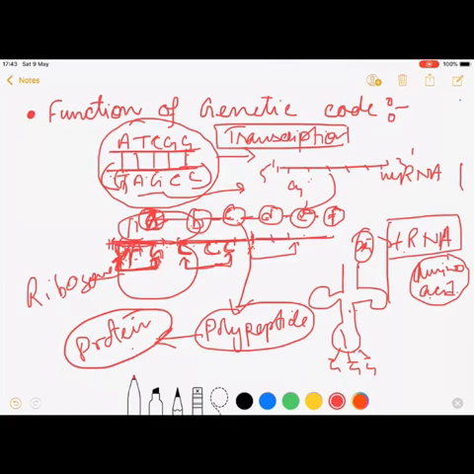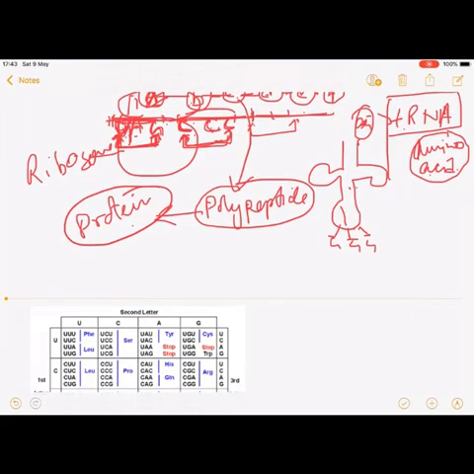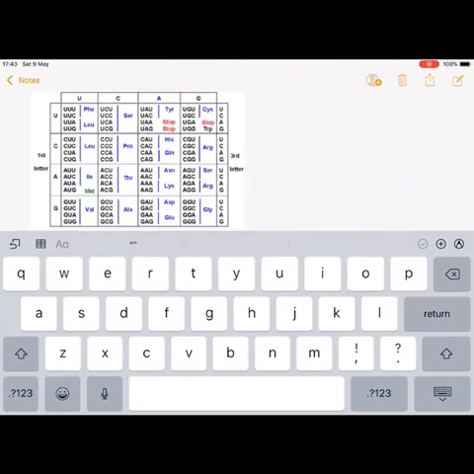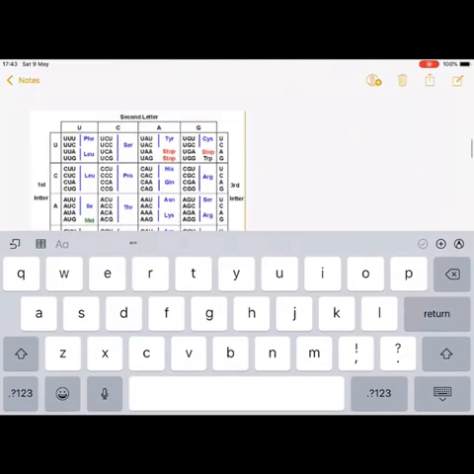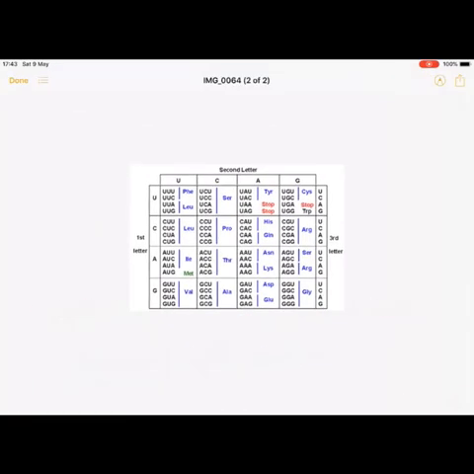So, here this is the function of the genetic code. Genetic codes are the triplet sequences of nitrogenous bases, and this triplet sequence of nitrogenous bases specifies a particular amino acid. So, this is the main feature of the genetic code. There are different amino acids and they are specified by different codons. So, here I have an example.